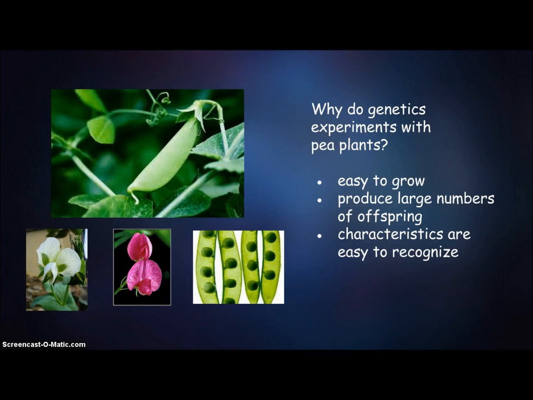The last thing, and perhaps the most important thing about the pea plants here in Mendel's experiments, was that the characteristics were easy to recognize. So some of the pea plants had white flowers, some had purple flowers, and he thought that this might be a genetic characteristic, the color of the flowers. Turns out he was right. The pea seeds and the pea pods actually have some genetic characteristics as well that he ended up experimenting with after some of his first experiments with the flowers.